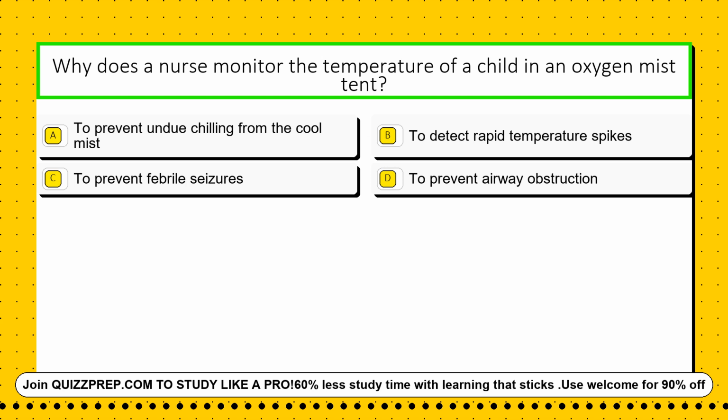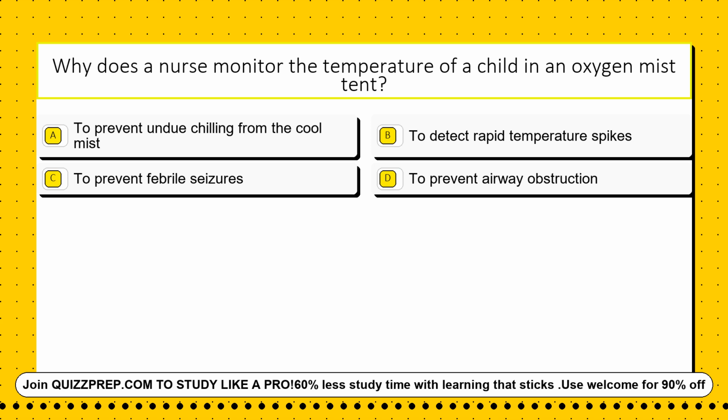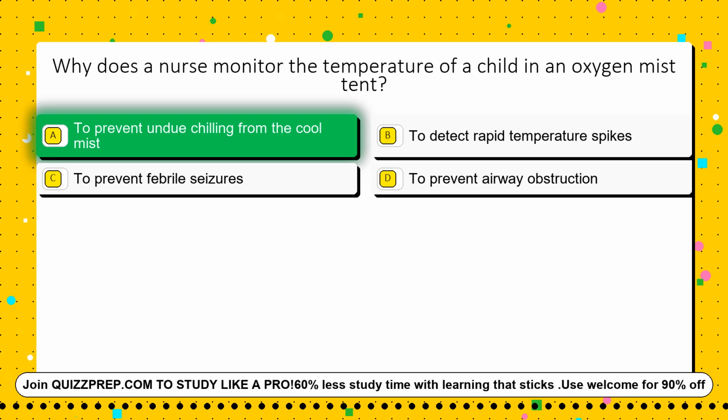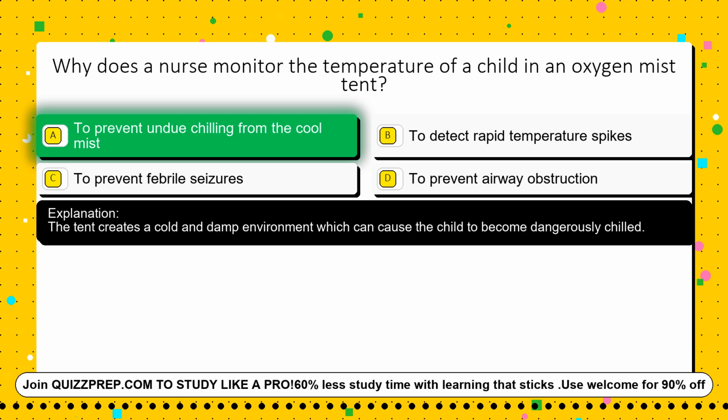Question 114. Why does a nurse monitor the temperature of a child in an oxygen mist tent? Option A. To prevent undue chilling from the cool mist. Option B. To detect rapid temperature spikes. Option C. To prevent febrile seizures. Option D. To prevent airway obstruction. The correct answer is option A. To prevent undue chilling from the cool mist. The tent creates a cold and damp environment which can cause the child to become dangerously chilled.